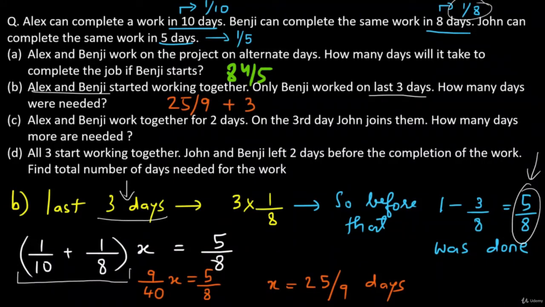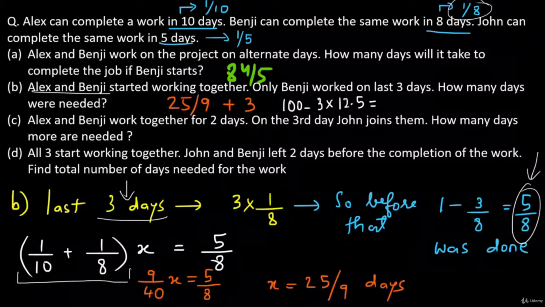All right. Now we can do this using percentages also, right? So in the last 3 days, Benji would have done 12.5 into 3% of the work, right? So before the last 3 days, 100 minus 3 into 12.5% of the work should have been completed. That's equal to 62.5, right?